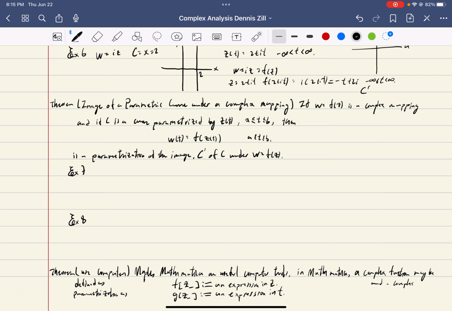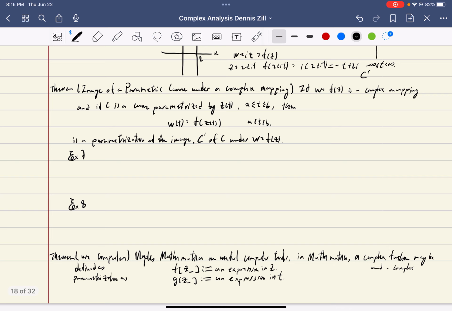Image of a parametric curve under a complex mapping. If w equal to f of z is a complex mapping, and if c is a curve parameterized by z of t from a to b, then w of t is equal to f of z of t from a to b is a parameterization of the image c prime of c under w equal to f of z. So you make a substitution, you put it in, very straightforward.